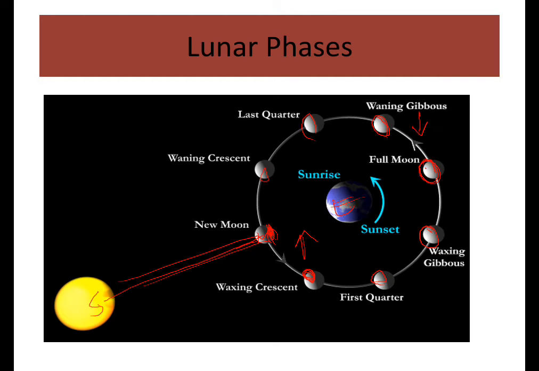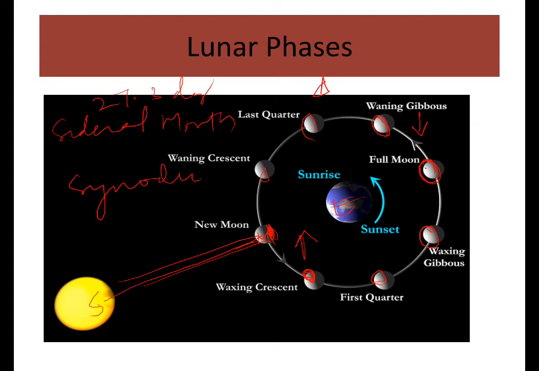There are two kinds of months we calculate when we study the moon and its revolution. One is the sidereal month, and the other is the synodic month. The sidereal month is around 27.3 days. It is the time taken to make one complete orbit around the earth with respect to a fixed star, which is 27.3 days, whereas the synodic month takes around 29.53 days. It is the time taken to revolve around the earth.